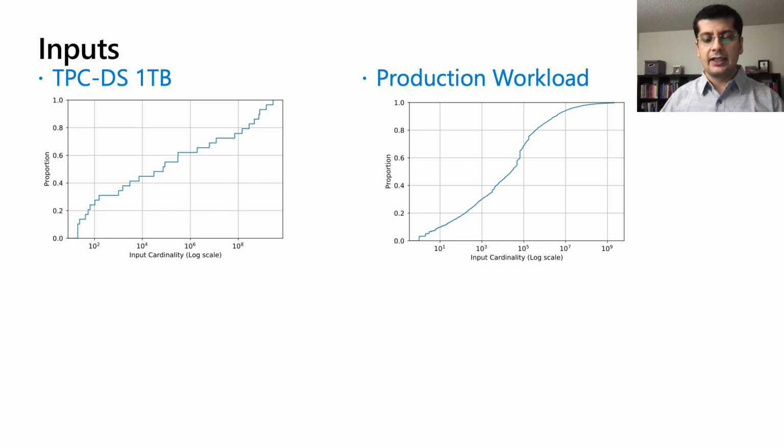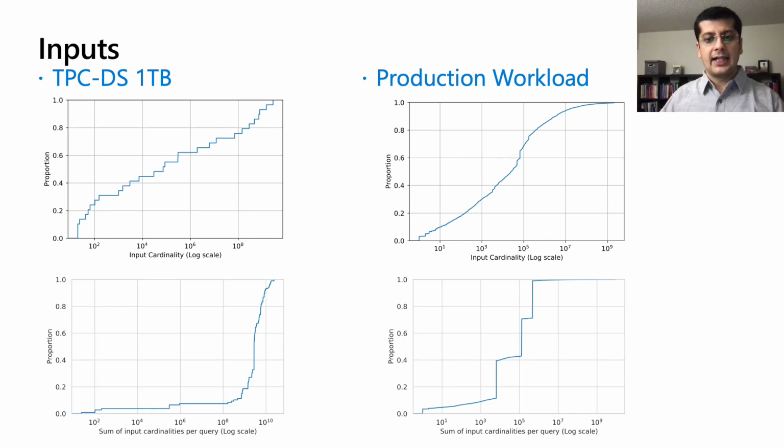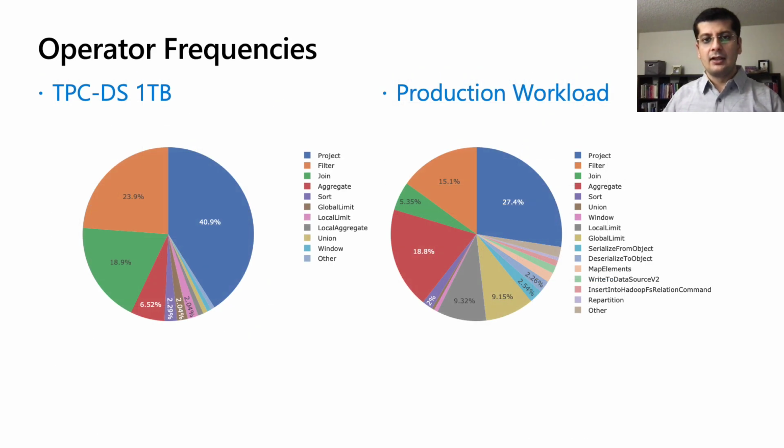Now let us analyze the input sizes processed by queries. In production workload, 30% of input tables have less than 1000 rows. And 60% of queries in production process more than 10,000 rows. In the TPC-DS benchmark, almost every query processes more than 10,000 rows. We now dig into the logical operators seen in our Spark SQL workloads. We see that there are 3 times more aggregates and fewer joins in production workloads compared to the TPC-DS benchmark.